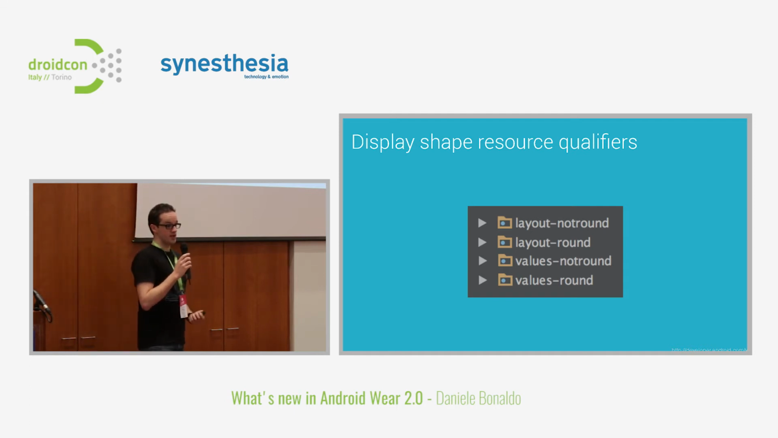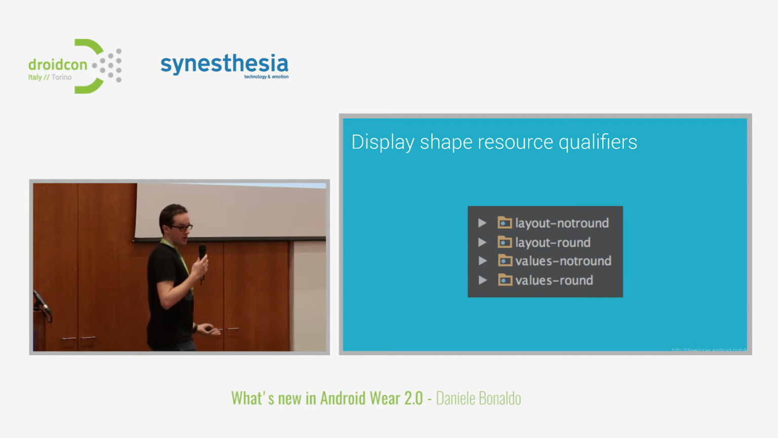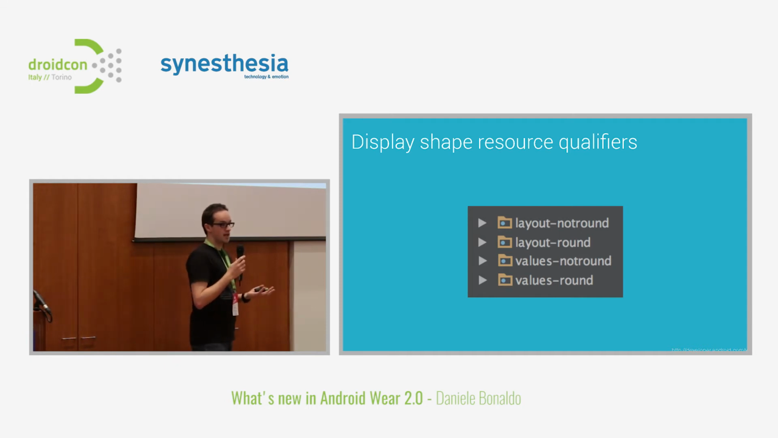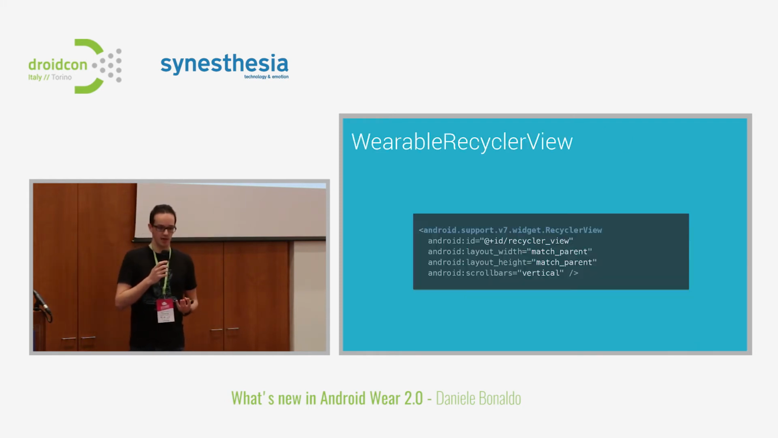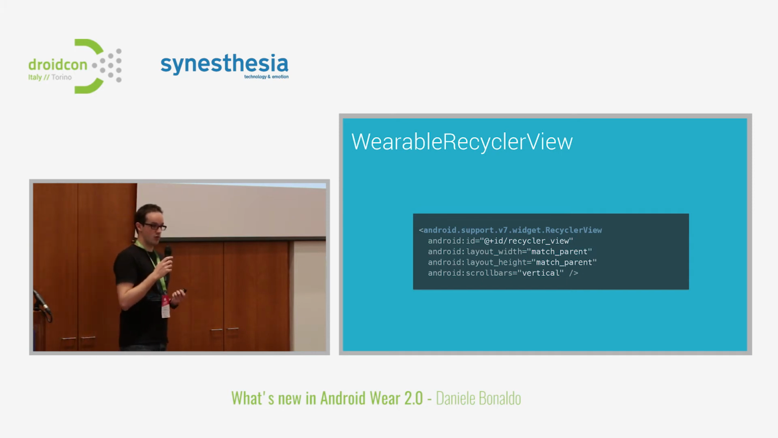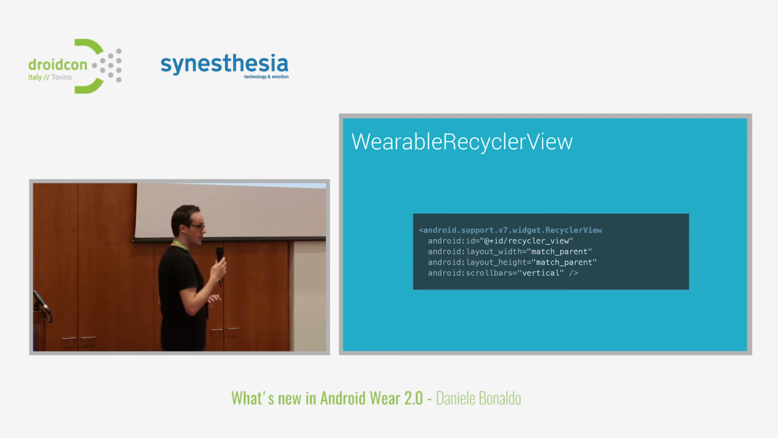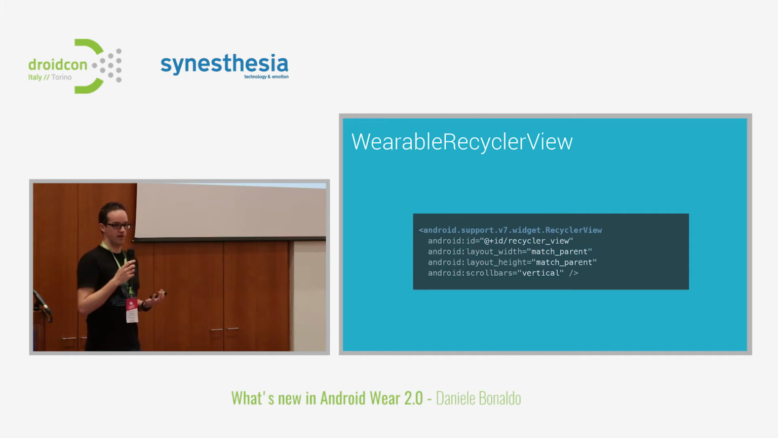One of the most interesting new UI elements is the wearable recycler view. You might be familiar, I hope so, with the traditional recycler view, and you might be using one already in one of your Wear applications. If you want to update from the previous one to the new wearable recycler view, and we will see later why you might want to, it's just a matter of changing the tag in your layout. Simply change it from recycler view to wearable recycler view, and you will have a lot of things for free.